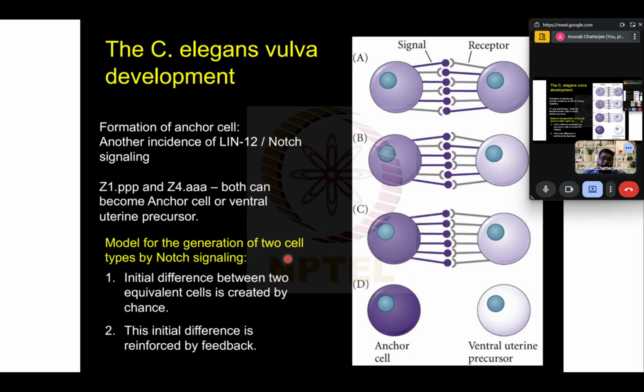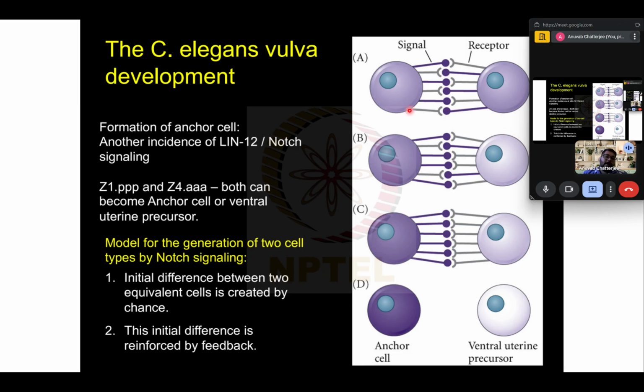So we are discussing this in the case of two other cells, which are the anchor cell and the ventral uterine precursor cells. Originally these cells are Z1PPP and Z4AAA, which when they have not matured, both can either form the anchor cell or the ventral uterine precursor cell. So it is by random chance that one forms one and the other forms the other one. But what decides that, even though it is random chance? It is Notch-Delta signaling.